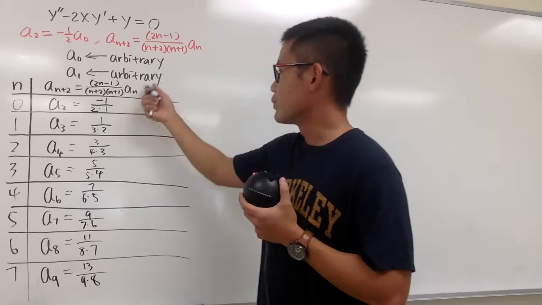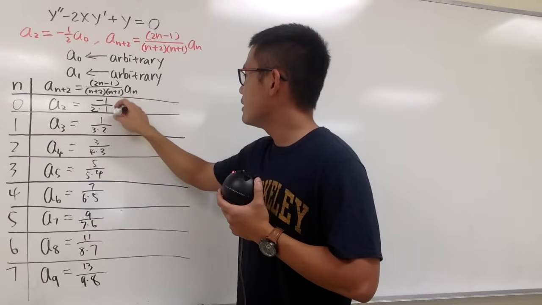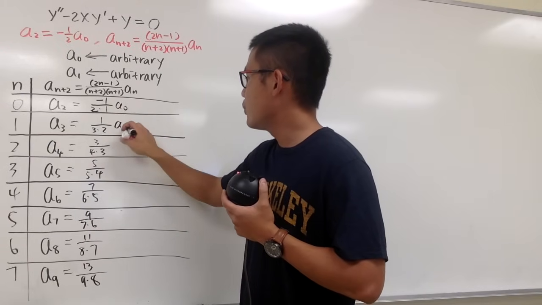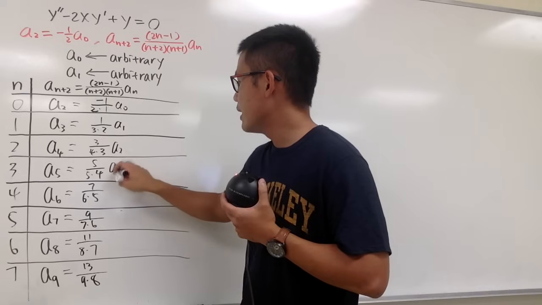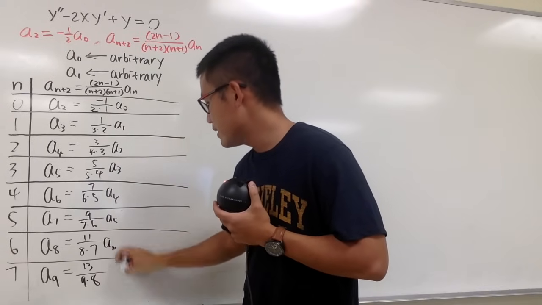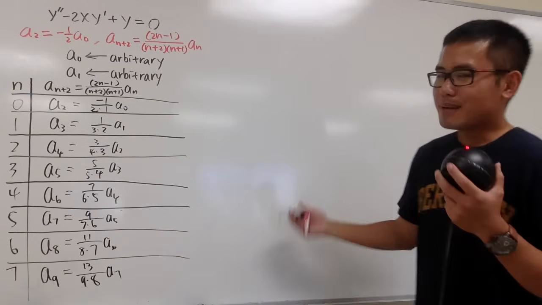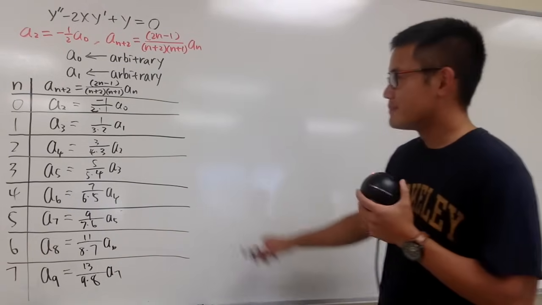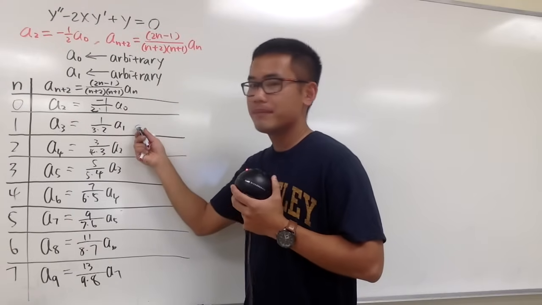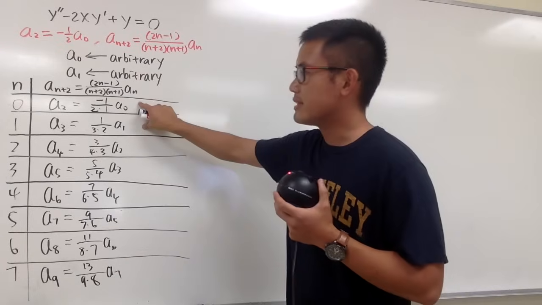And then, of course, we should also put down the a's. So plugging 0 in here, we get a0, and then keep on going: a1, a2, a3, a4, 5, 6, 7, all that stuff, okay? So it's not that bad. Okay, now, a0, a1, they're arbitrary, so we just leave it as how it is.